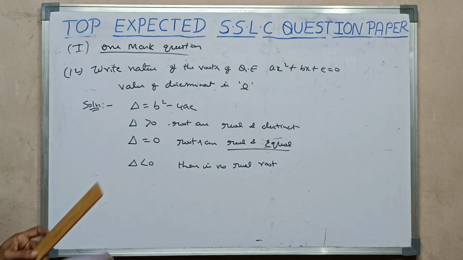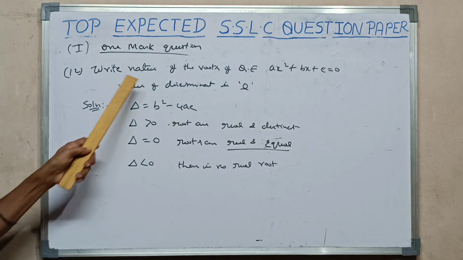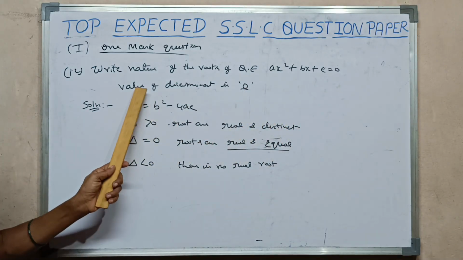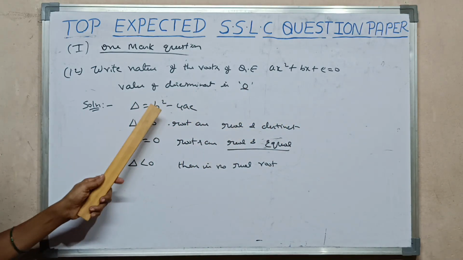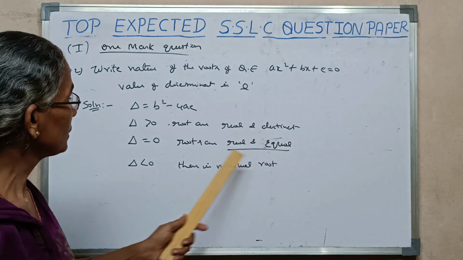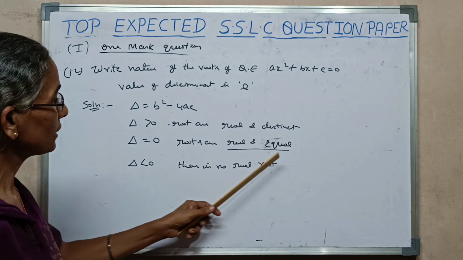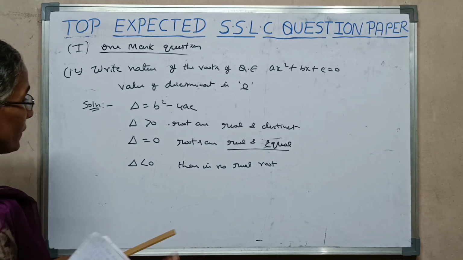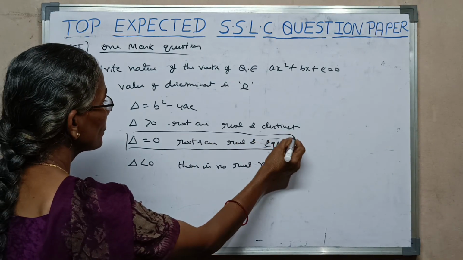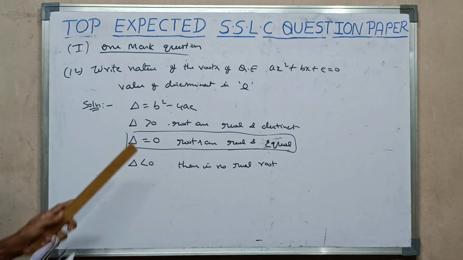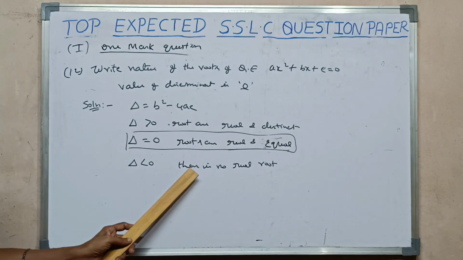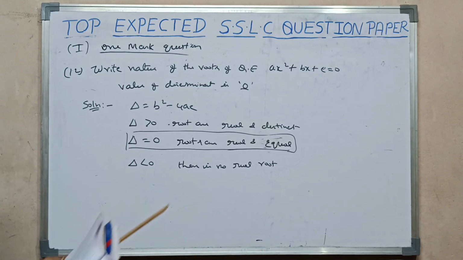So your question is, write the nature of the roots of the quadratic equation ax square plus bx plus c equal to 0, where the value of the discriminant delta is 0. That means roots are real and equal. So the second condition is the correct answer. Delta equal to 0, roots are real and equal. If delta is greater than 0, roots are real and distinct. Less than 0, there are no real roots; they are imaginary.